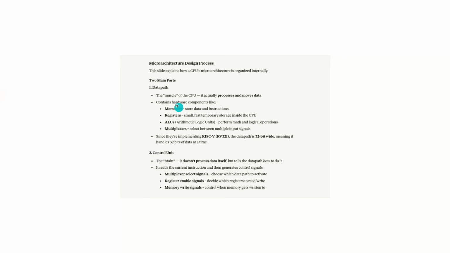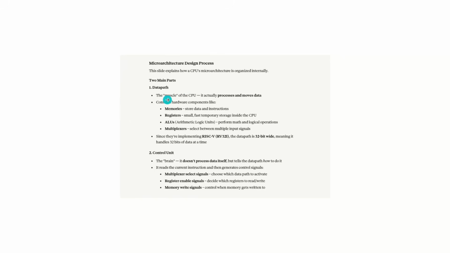Right now you can understand the microarchitectural design process. This is about how the CPU's microarchitecture is designed internally. There are mainly two paths, the data path and the control path. Data path means what you are able to see: the ALU, the memory, the registers and so on. Control path is, for example, the multiplexer having to select between two paths, the memory write signal, and the register enable signal. These are the control units.